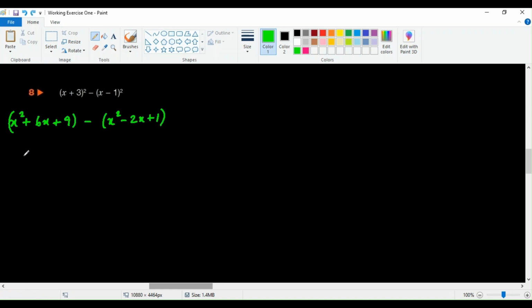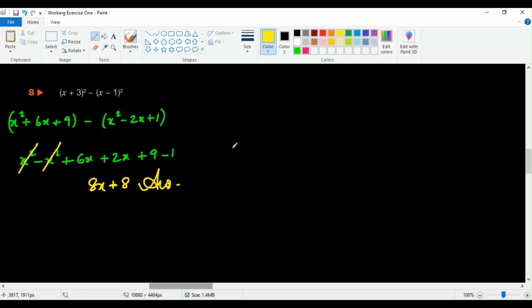And then we are going to subtract. That means x square minus x square plus 6x and plus 2x and plus 9 minus 1, because this minus sign changes the sign of each one of this in the bracket. Now finally we have this x square is going to be cancelled, and then 6x and 2x is going to be 8x, and plus 8 is going to be the final answer for this question.